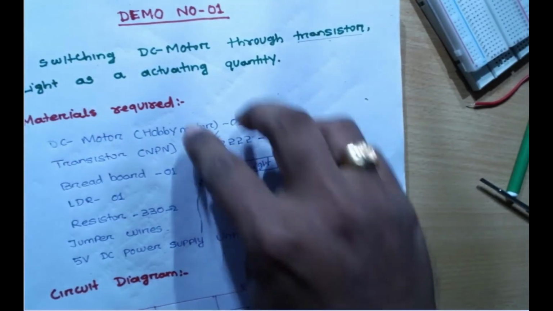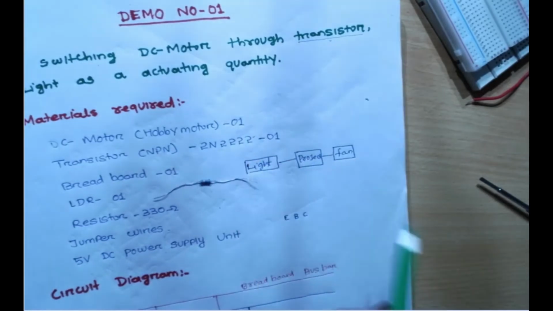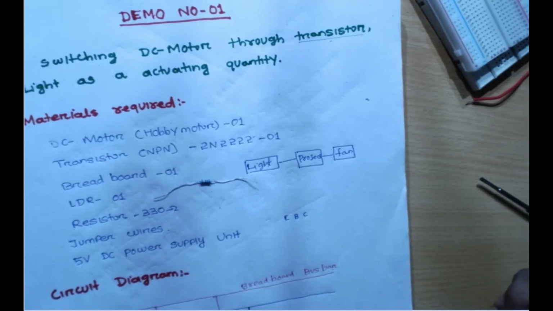This is the carbon resistor. I can judge the name of the resistance of these resistors from the color code. I'll discuss everything in my next sessions, in my further classes. Otherwise, this video will be very lengthy. Next, we'll go to the jumper wires.